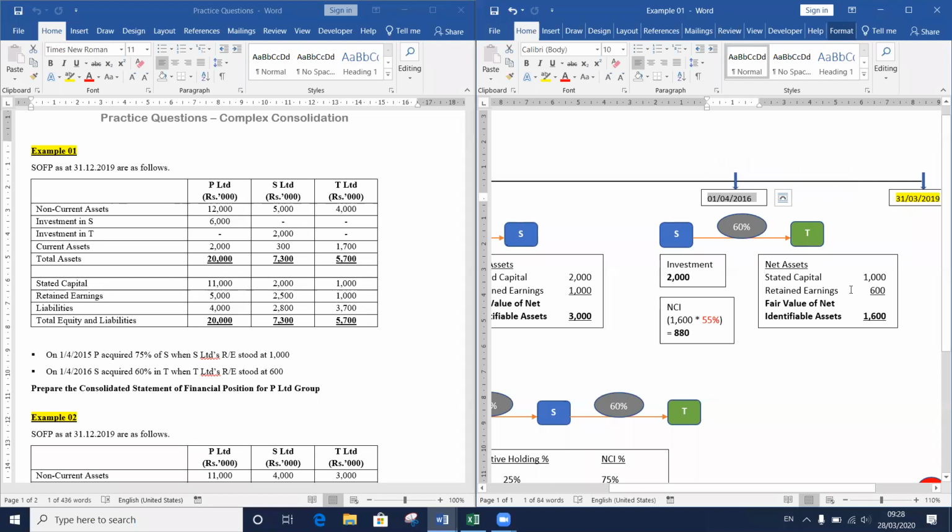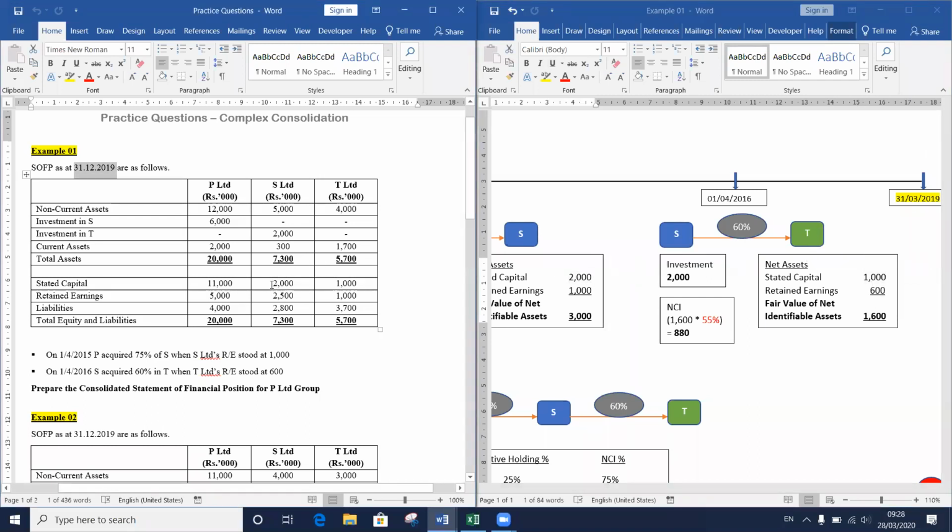1st of April 2016 S acquired 60% in T when T Limited's retained earnings stood at 600. So on the acquisition date, T Limited had retained earnings of 600. That is the figure we need to consider here. Stated capital most of the times does not change, so that is why I have taken the balance sheet amounts here as well, right?